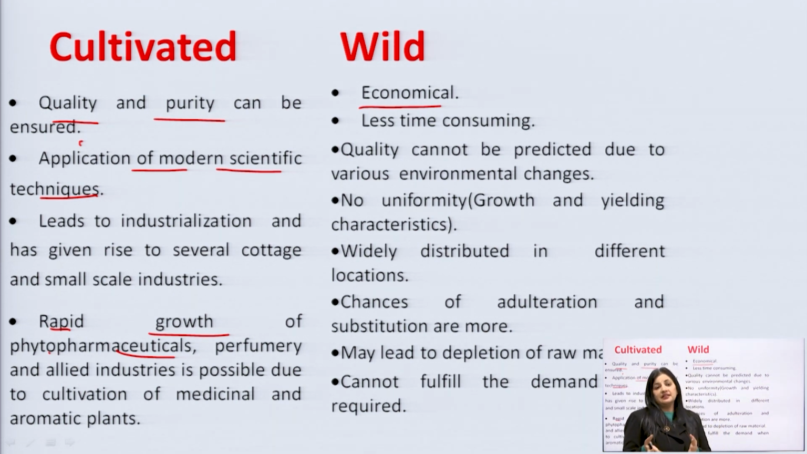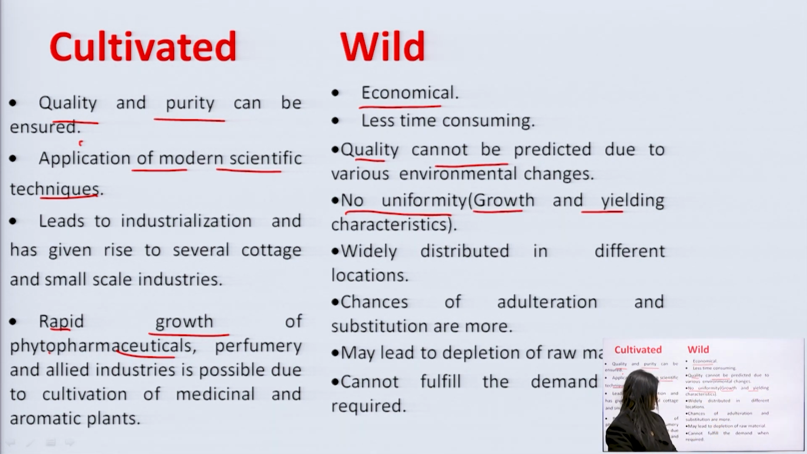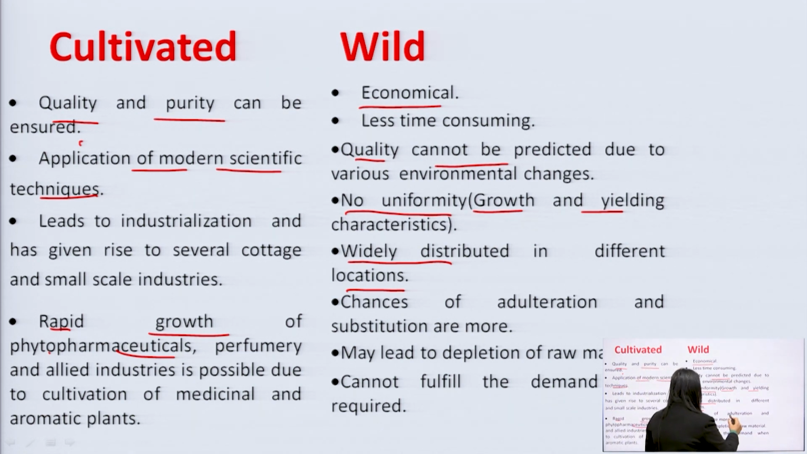And obviously, the disadvantage is that the quality cannot be predicted due to the various environmental changes. If there is less rainfall, or higher rainfall, you are not taking care of the quality. It is happening whatever is happening in nature on its own. There is no uniformity; you cannot have control over the yield, the growth and the other characteristics of these wild sources. They are widely distributed in different locations, and there are chances of adulteration and substitution as well.